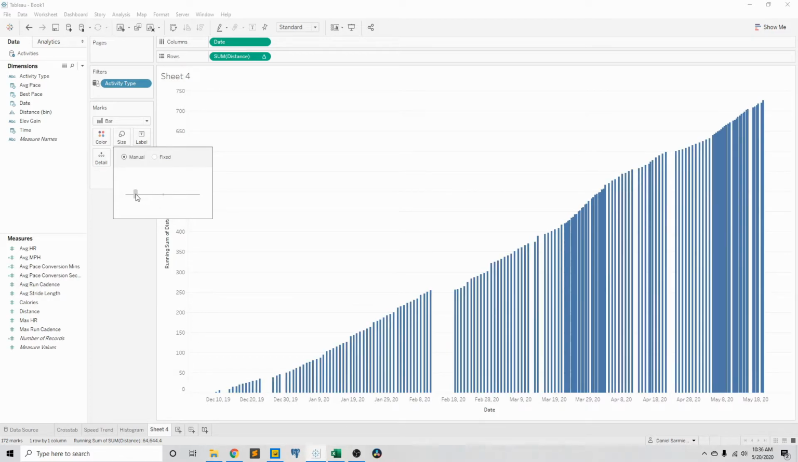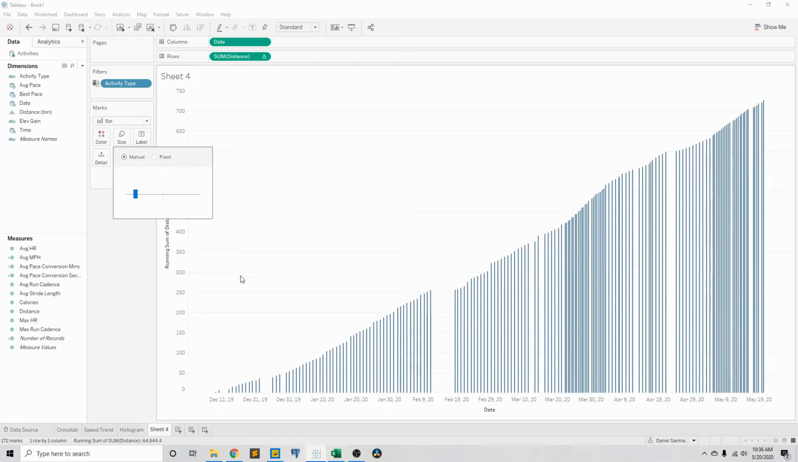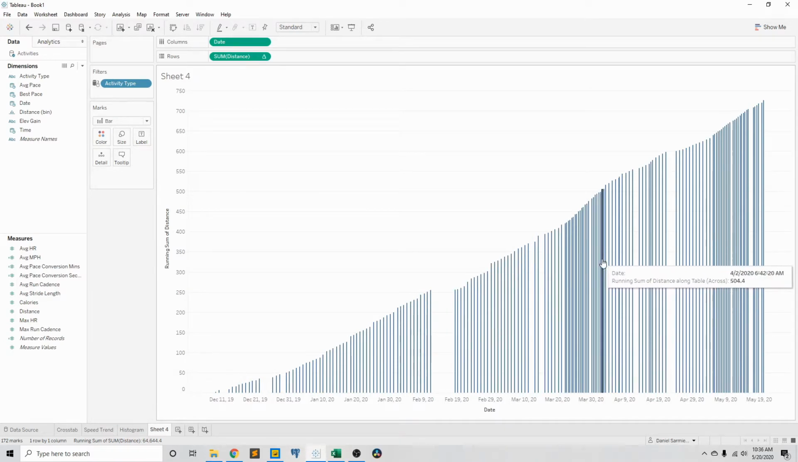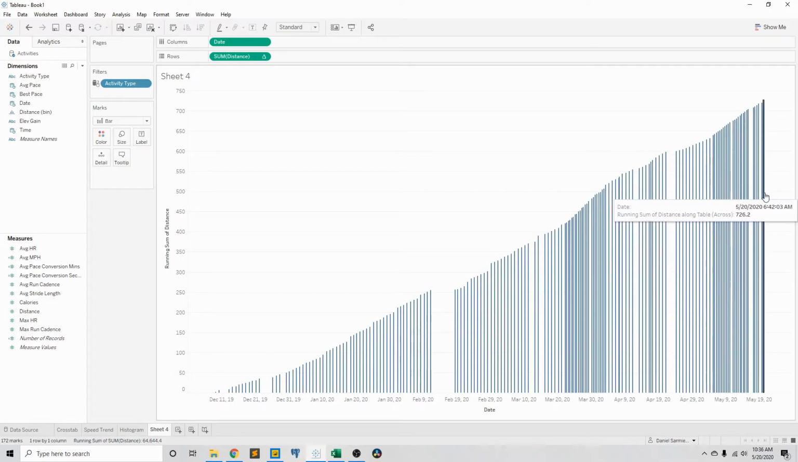So all of these bars mean the cumulative distance that I've gone ever since the very beginning. You know, when 2.5 miles was long, when 4 miles was long, and so on. You could see the cumulative effect of doing a bunch of 5Ks, and my ultimate distance right now is 726 miles, which is more than I've done in the previous 2 years combined.